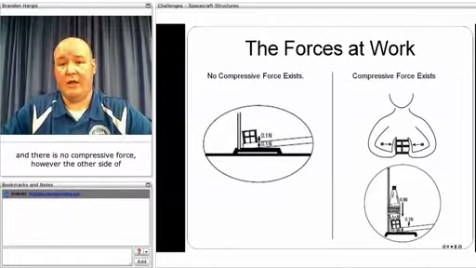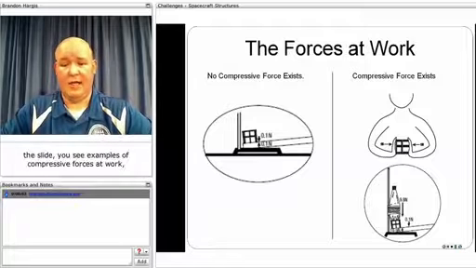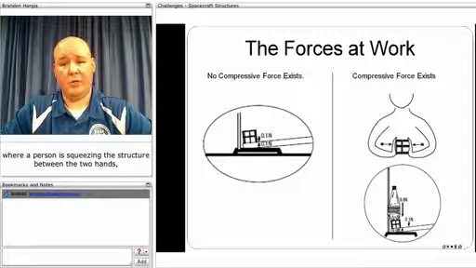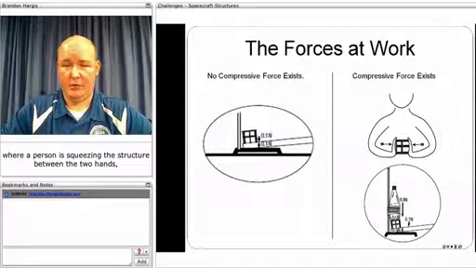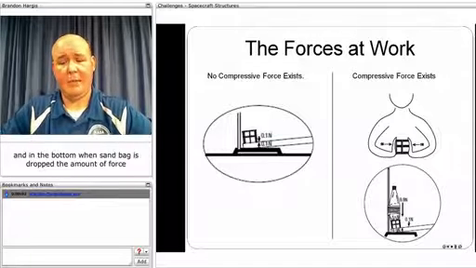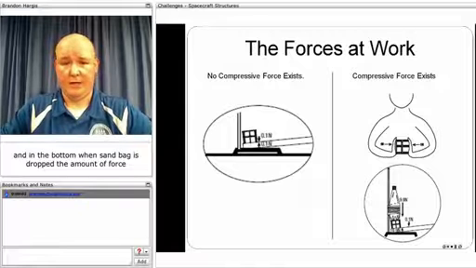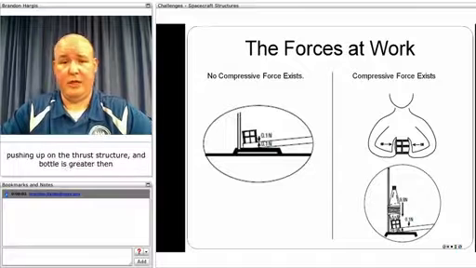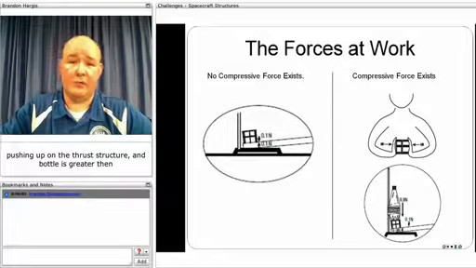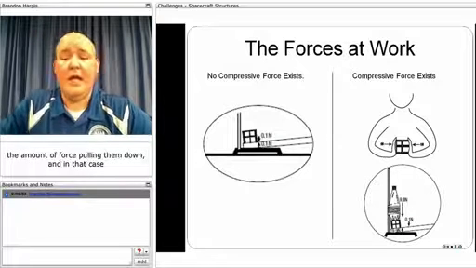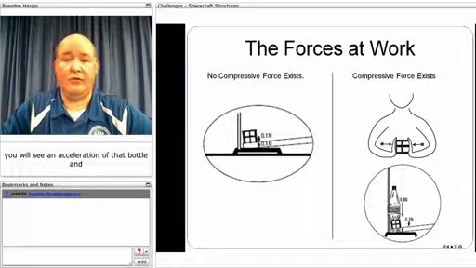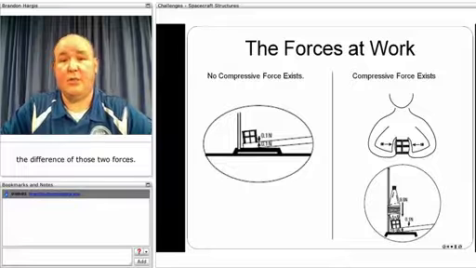However, on the other side of the slide, you see examples of compressive forces at work, where a person is squeezing the thrust structure between their two hands. And in the bottom, when a sandbag is dropped, the amount of force pushing up on the thrust structure in the bottle is greater than the amount of force pulling them down. And in that case, you will see an acceleration of that bottle and the difference of those two forces. In this case, it's 0.1 newtons.